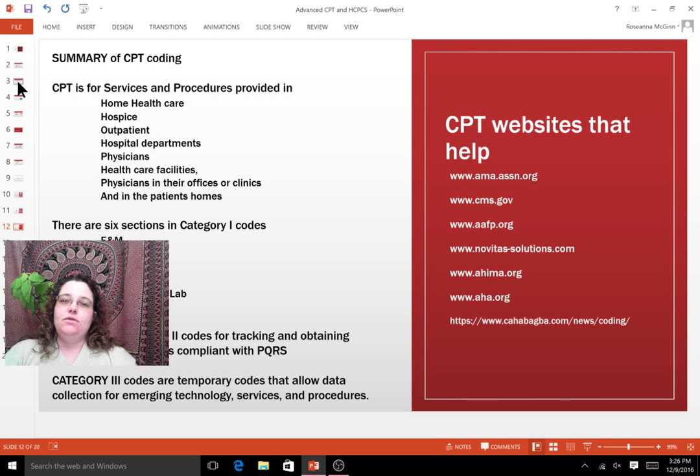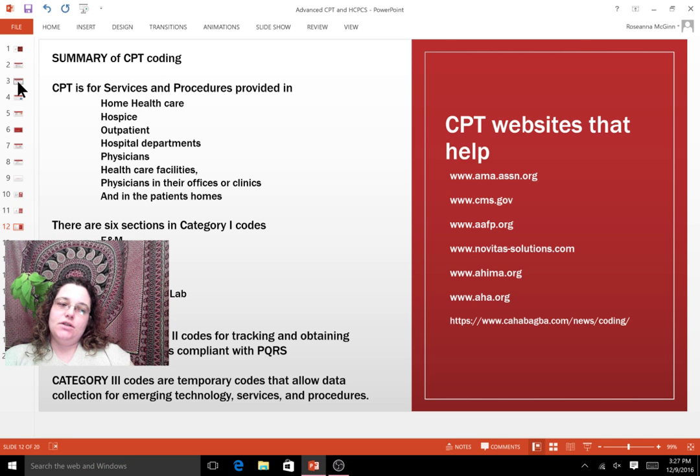So let me give you a summary of CPT coding. CPT is for services and procedures provided in home health care, hospice, outpatient, hospital departments, physicians, healthcare facilities, mental health care facilities, optical, physicians in their offices or home clinics, and in the patient's home. It doesn't really matter where the service is provided so much as what the service is and the types, as they fall into these different categories. That is on a CMS 1500 or 1450 form. You will see that you will be able to put a numeric code to where the service was rendered. That's in your CPT code book in the front covers.